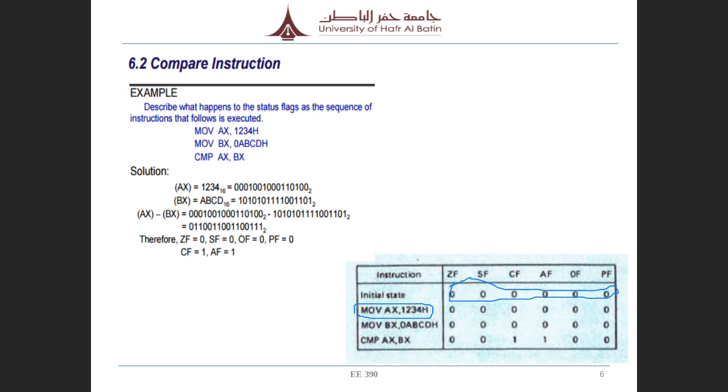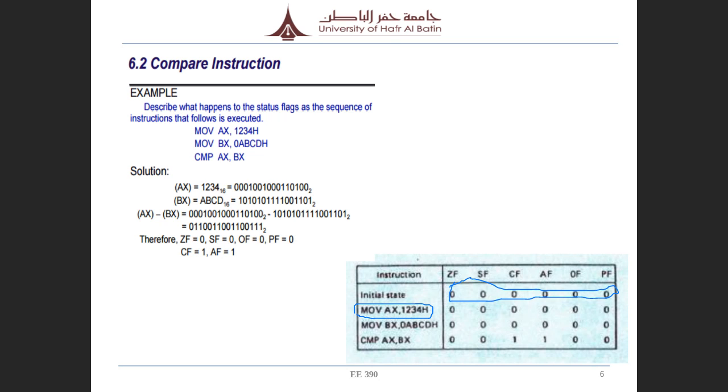Now if you do move ax comma 1 2 3 4, that means ax will be loaded with 1 2 3 4. It doesn't change any flag bits. During the move operation, no flag changes, because it's not an arithmetic operation, and it's not a logical operation either. Flags are changed only during arithmetic and logic operations, and some special flag instructions. So no change here, and move bx comma abcd also definitely has no change.